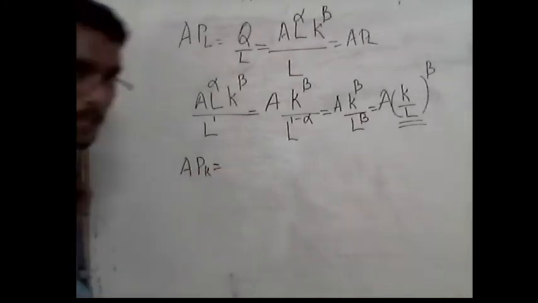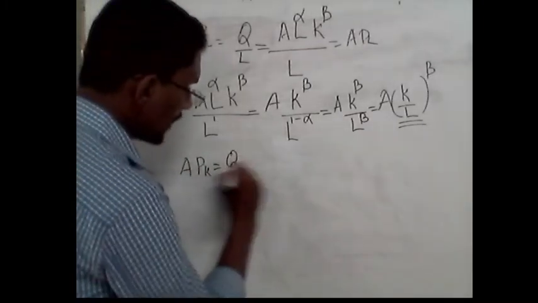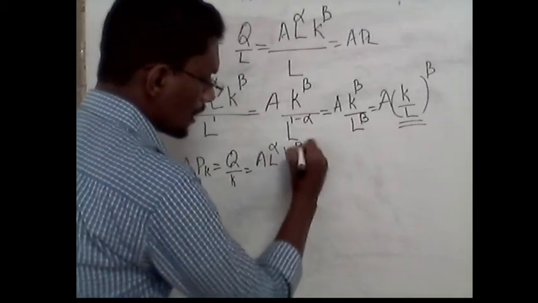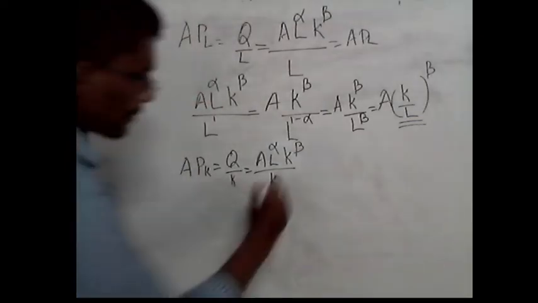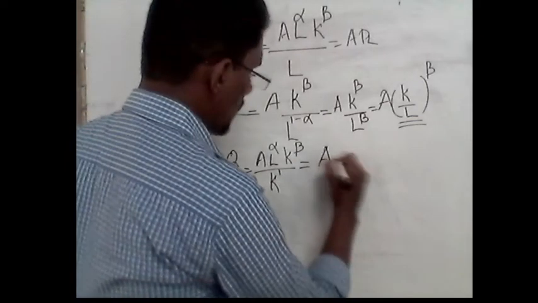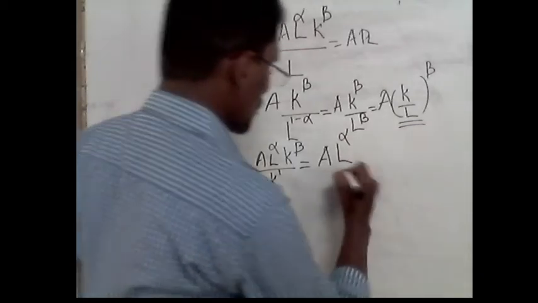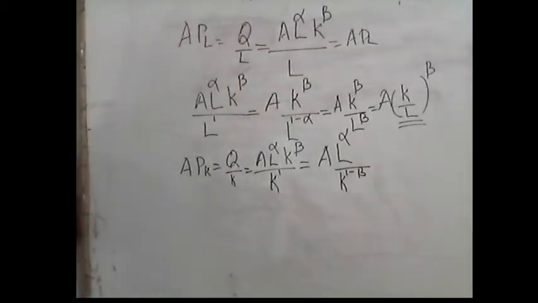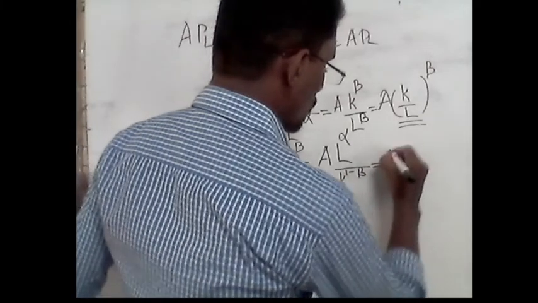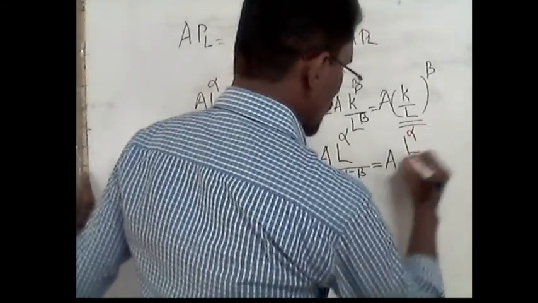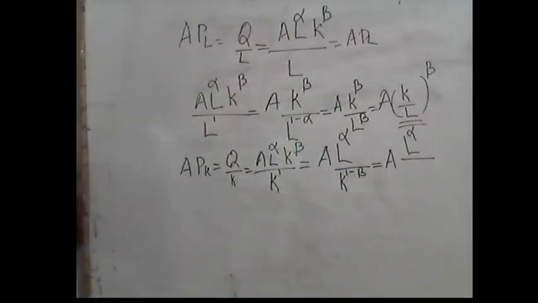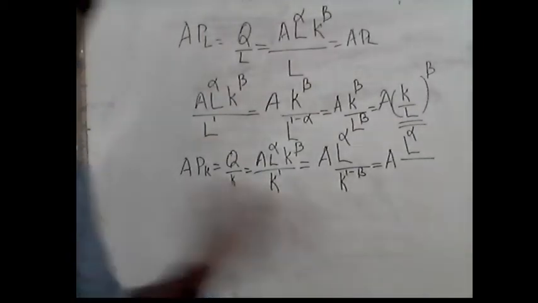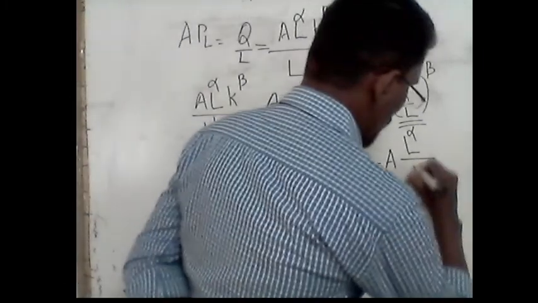The second is that the average product of capital can be obtained in the same way. The average product of capital is equal to Q divided by the amount of capital, that is A L raised to alpha K raised to beta divided by K. The power of K is 1. This is again equal to A L raised to alpha divided by K raised to 1 minus beta. Since alpha plus beta is equal to 1, 1 minus beta is equal to alpha. Thereby, this is again equal to A L raised to alpha divided by K raised to alpha.